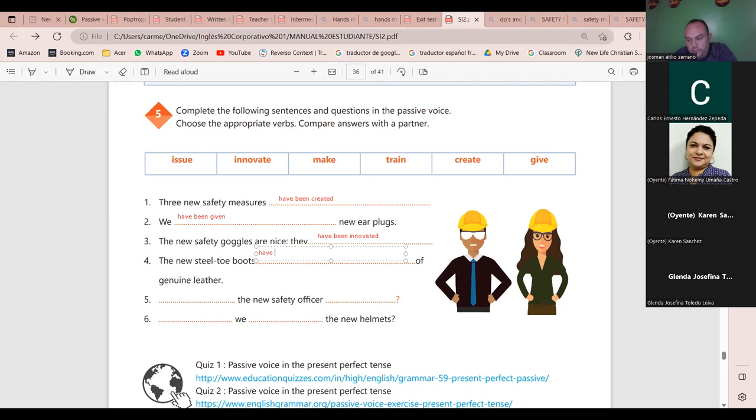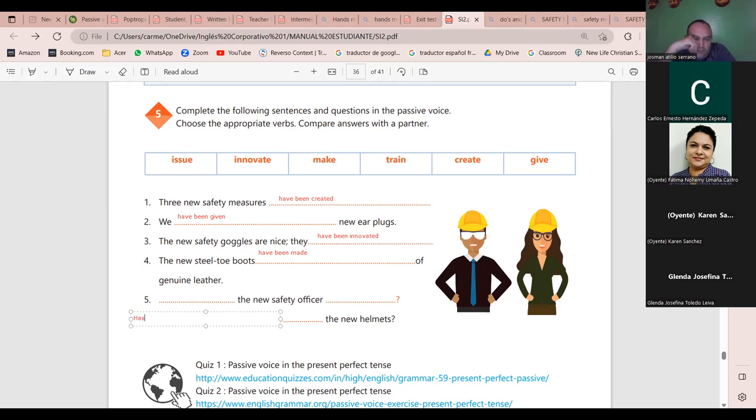Okay. Have been. Mm-hmm. Have been made of genuine leather. Genuine, right. Mm-hmm. And what about number five? Has been the new safety officer.